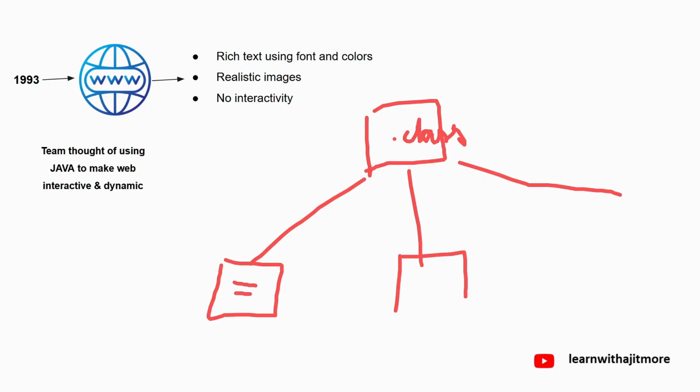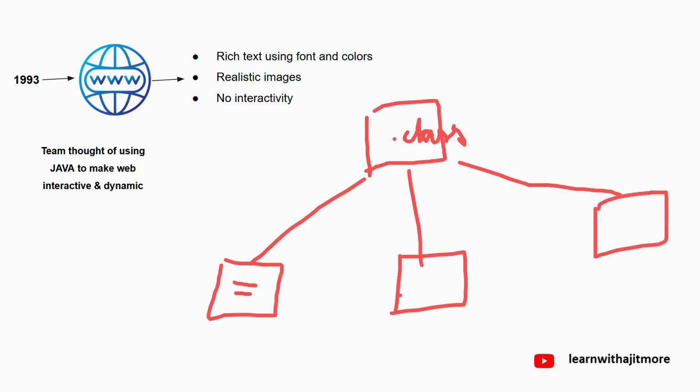The same dot class can come to any machine connected with the internet. Possibly this machine is a Mac, this is a Windows machine, this is a Linux machine. It doesn't create any problem. The same bytecode can be run on any of these machines.